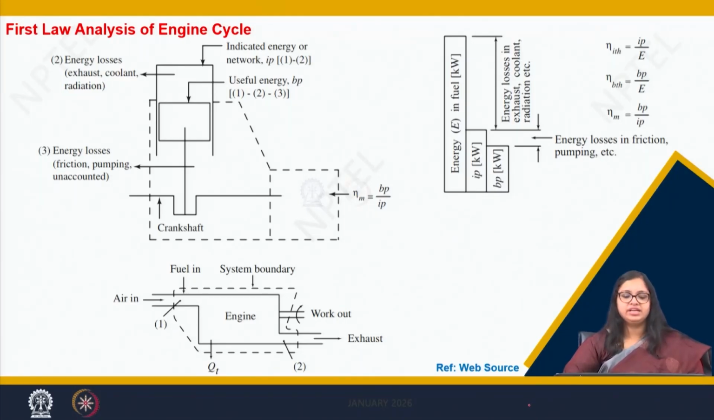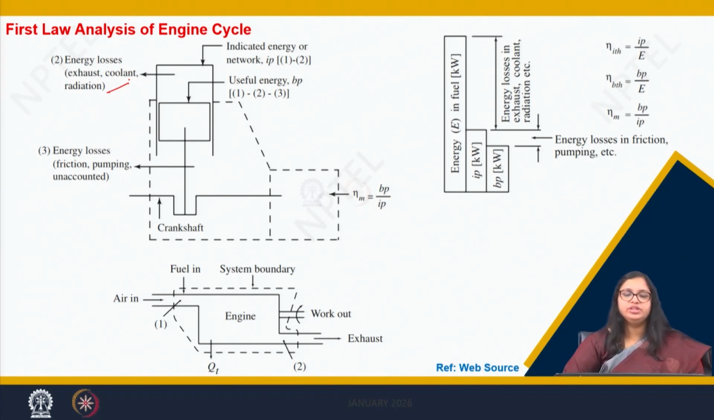Now while it is taken into the system, there are certain losses that happen due to exhaust, coolant or radiation while the combustion process takes place. So the total energy minus the losses, that is the energy losses due to exhaust, coolant or radiation, we call the indicated energy or net work.